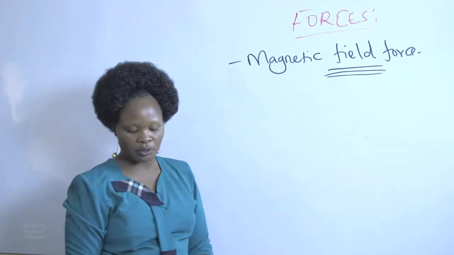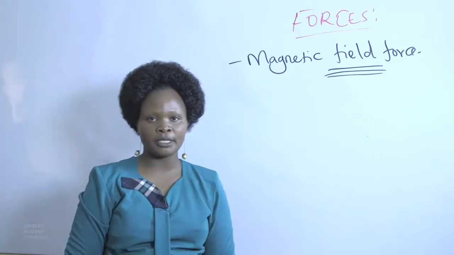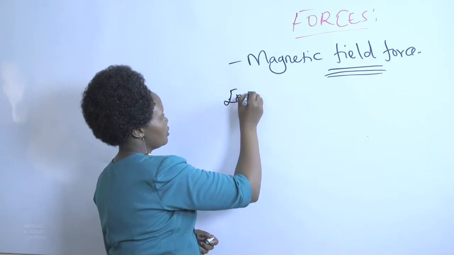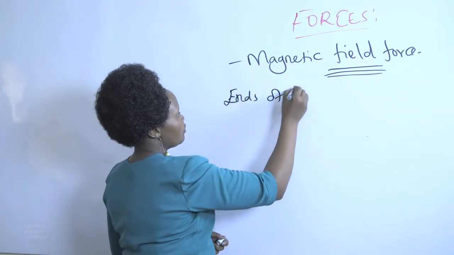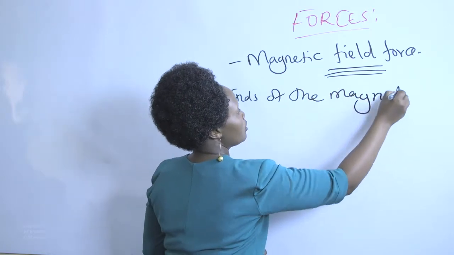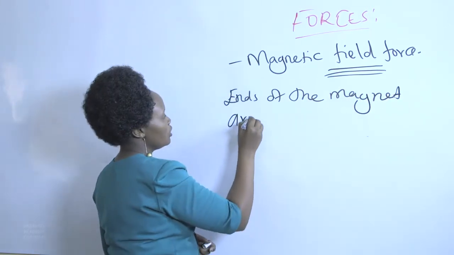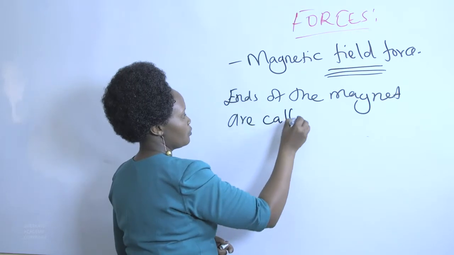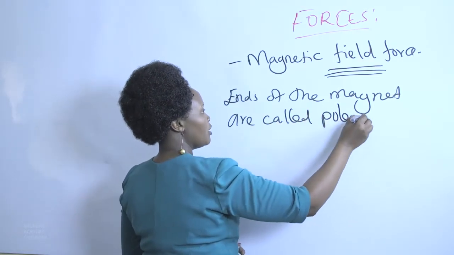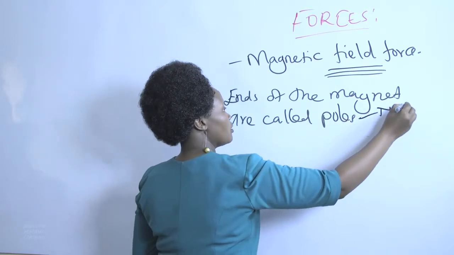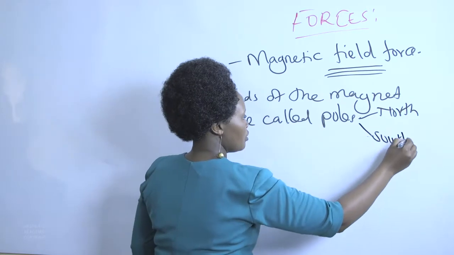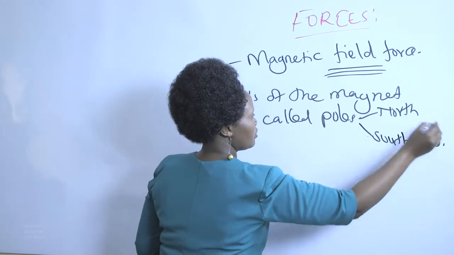Which touches on the two poles of a magnet. We are saying that the ends of the magnet are actually called poles, where we have the North Pole and the South Pole.